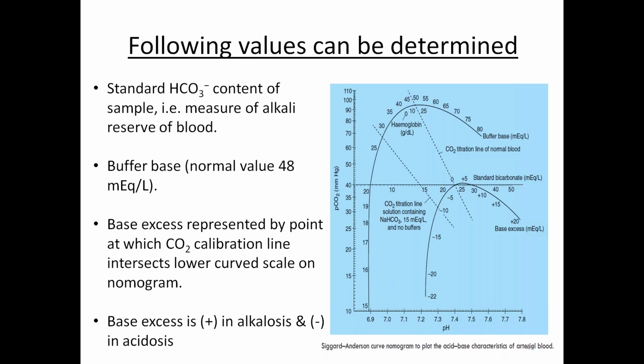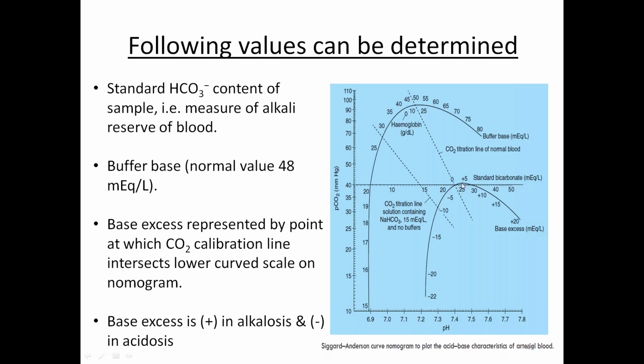Then the pH of the blood sample before equilibration is plotted on this line, and the PCO2 of the sample is read off the vertical scale. So the standard bicarbonate content of the sample is indicated by a point here at which the CO2 titration line intersects the bicarbonate scale on the PCO2 40 line. So here, this is the point that we are talking about. The standard bicarbonate content is shown by this point.